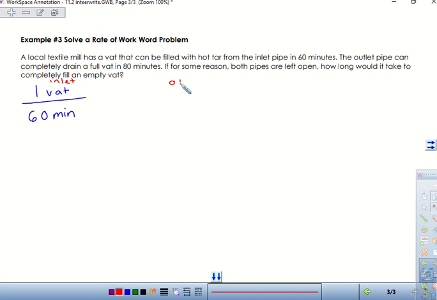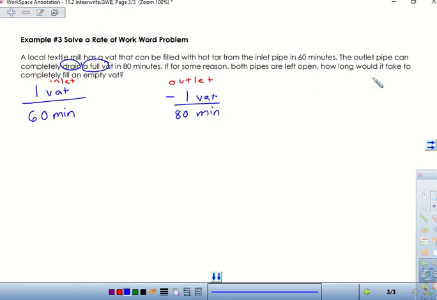We also have an outlet pipeline. But if you read carefully, the outlet pipeline completely drains a full vat. Drains a full vat. So if it's draining it, the rate's going to be what? Negative. So it's going to be negative 1 vat for every 80 minutes. Okay, it's negative because it's draining it.